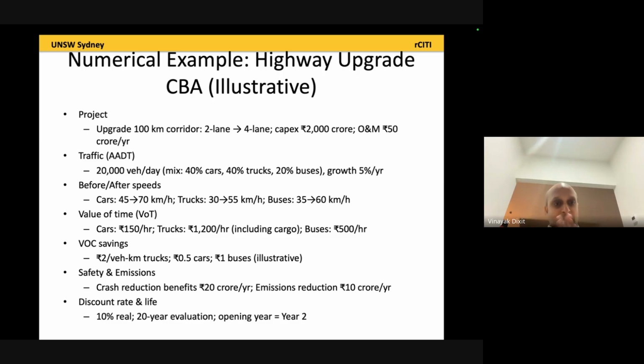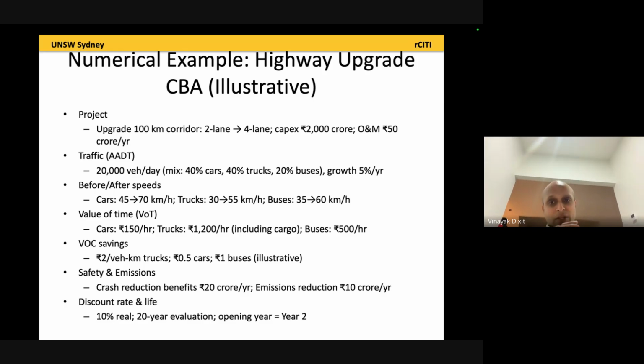So here's the project I made up, so that we can go through the steps. I'm also going to share a spreadsheet, and I'll go through it. There's a 100-kilometer corridor, a two lane highway, which becomes a 4 lane. Initially there was 1 lane in each direction. Now there are 2 lanes in each direction.